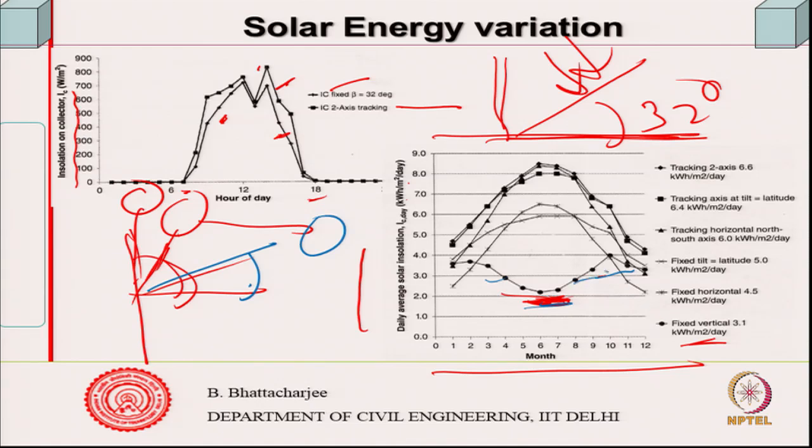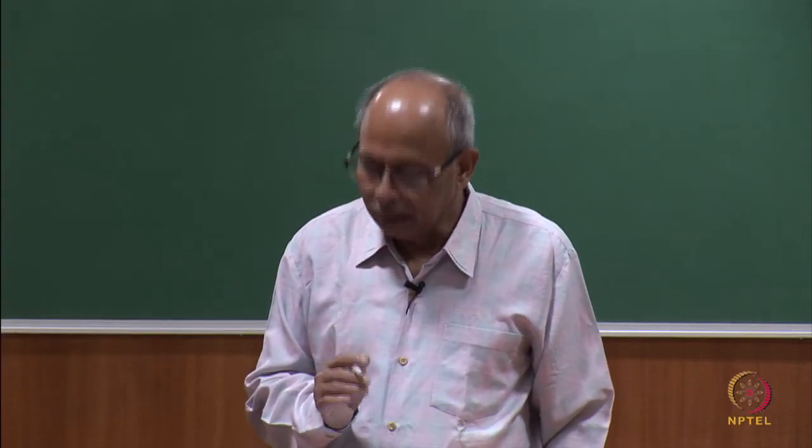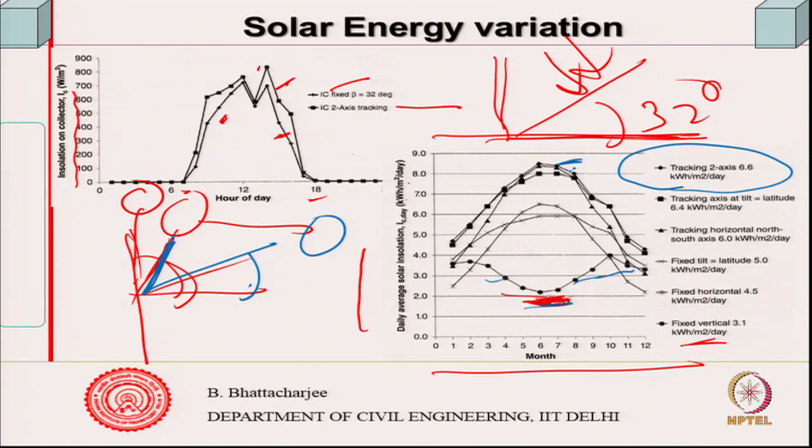Now, let us say tracking in both axes, this will be the maximum, which means that you keep on changing the angle of this collector panel, both in the horizontal as well as in the vertical direction. When you keep on changing, you get maximum in summer months, obviously, and in winter months it will be relatively less because radiation is high in summer months. And tracking axis at tilt angle being latitude. So, keep one angle, but it is in the horizontal plane, it rotates, but the vertical tilt angle remains fixed.